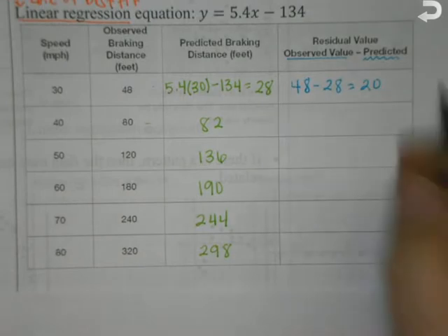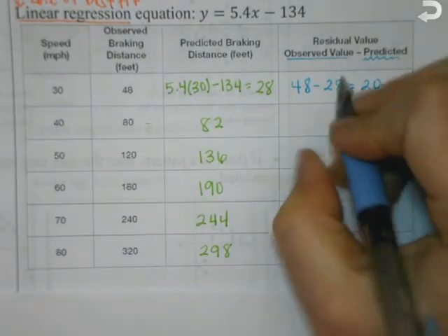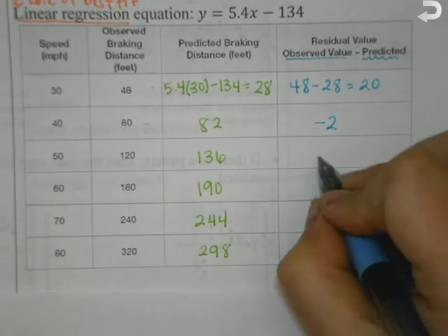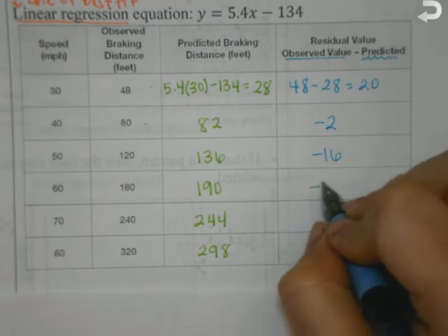Okay, guys, what did you get for the residual value for 40 miles per hour? -2. What about 50? Okay. What about 60? -10. 70?